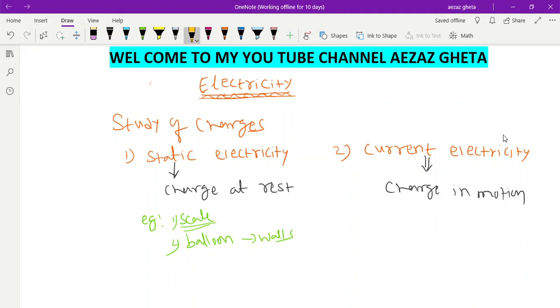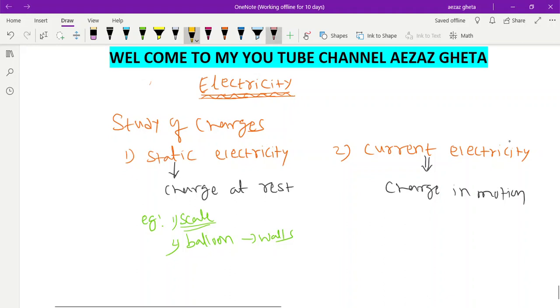Why does this happen? When you rub the scale on your hair, the scale gets charged. When you take that charged scale near another charged particle, it will get attracted or repelled. When we rub a balloon on our head, the wall has one charge and the balloon has mostly the opposite charge, so they get attracted.